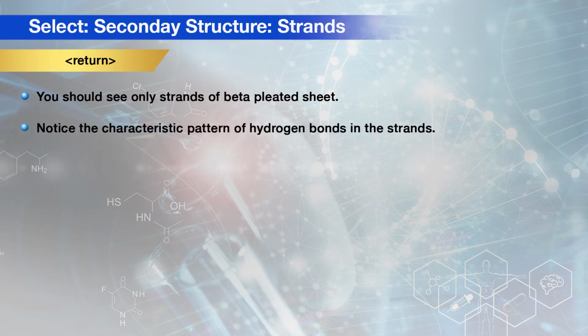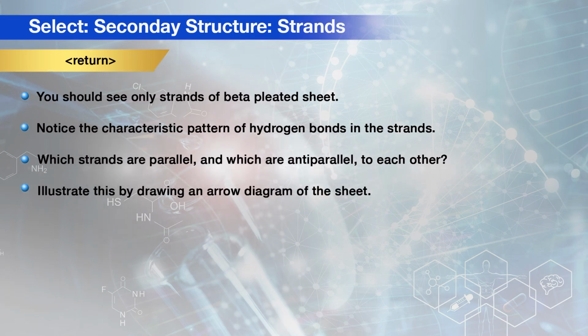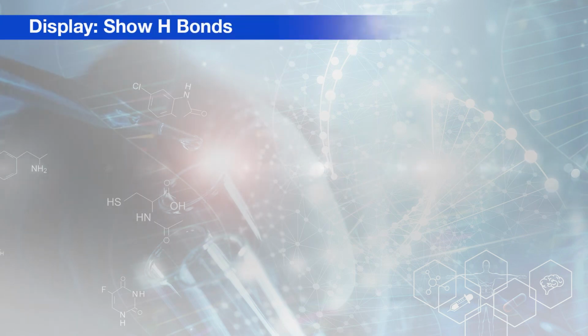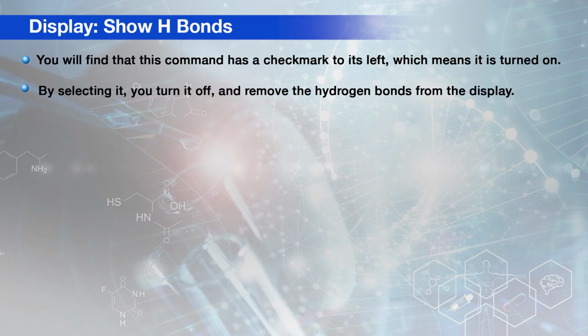Notice the characteristic pattern of hydrogen bonds in the strands, which strands are parallel and which are anti-parallel to each other. Illustrate this by drawing an arrow diagram of the sheet. Display. So, H bonds, you will find that this command has a check mark to its left, which means it is turned on. By selecting it, you turn it off and remove the hydrogen bonds from the display.